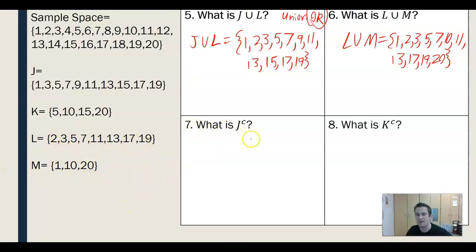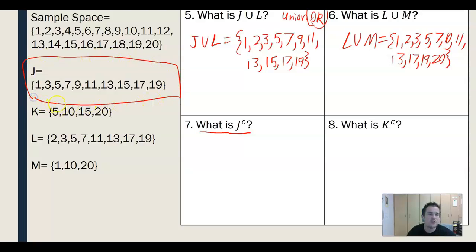Okay, next we're going to talk about some complement problems. So what is the set J complement? Or in other words, what is the complement of set J? So what that means is I'm looking at set J. I'm trying to find all the numbers that are not in set J, but are still in the sample space.